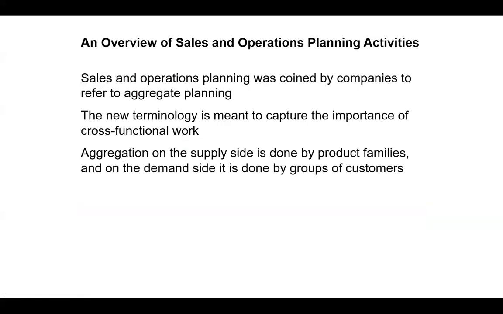And back to your previous slides, this gives you a summarization of S&OP. Just like I mentioned, S&OP is a term coined by companies to refer to aggregate planning, which focuses on balancing the demand and the supply. This is the first thing you need to keep in mind. It's also cross-functional work, and that is emphasized, to help you get a sense of how important cross-functional work is. It is done by product families, so we never make this plan for a single product.